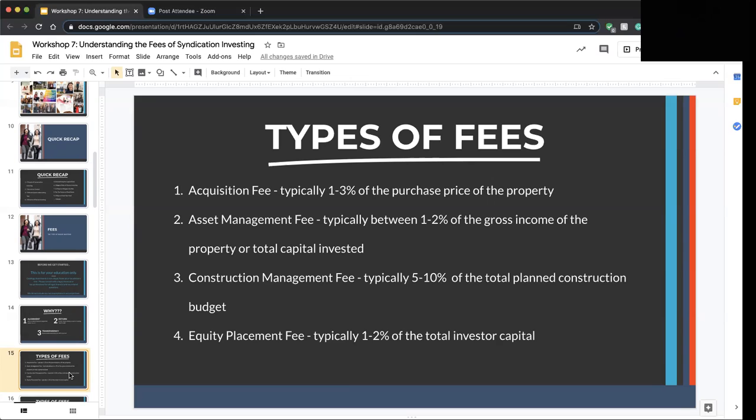Right. The second fee is the asset management fee. Okay, so this is what it takes to actually manage the asset on top of day-to-day operations with property management. And this is typically between 1 to 2% of the gross income of the property or on total capital raised. And that's going to vary deal to deal. Every operator is going to structure that a little bit differently. So even though you might have property management, there are some overlaying responsibilities as far as asset management.